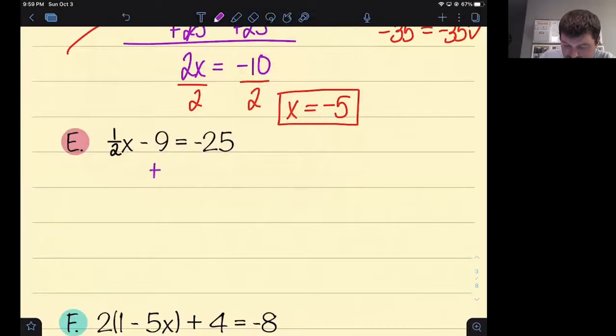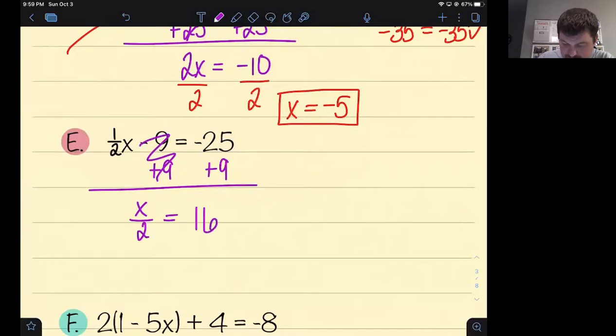Add 9 to both sides. That's going to give me 1/2 x, or actually I might prefer to write it like this, x over 2 equals, and then -25 plus 9, different signs, subtract. Keep the sign of the larger number, which is going to make it -16.